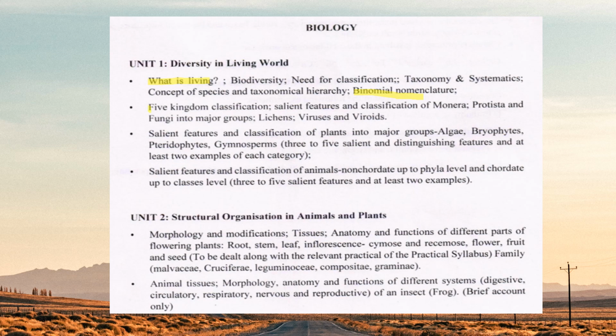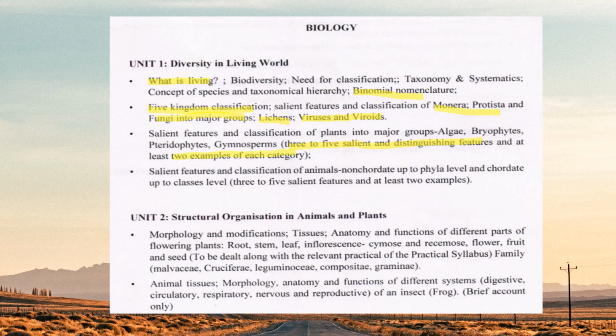Then we have to know about the 5 kingdom classification, the salient features and classification of Monera, Protista, fungi into major groups, and you have to read also about lichens, viruses and viroids. Then salient features and classification of plants into major groups like algae, bryophytes, pteridophytes, gymnosperms, and angiosperms, with 3 to 5 salient and distinguishing features and at least 2 examples of each category. So this is for plant kingdom.